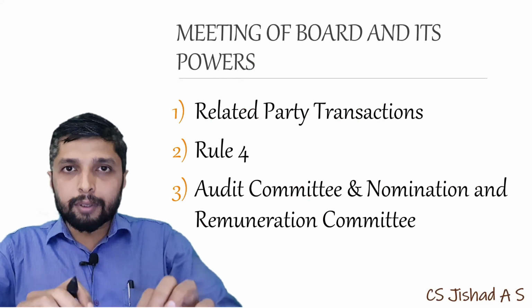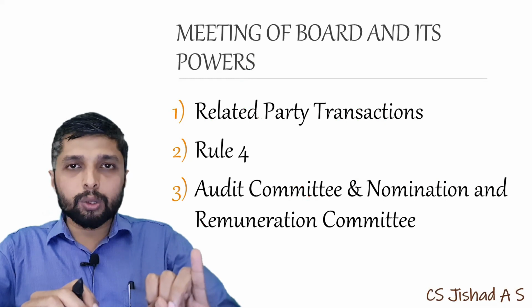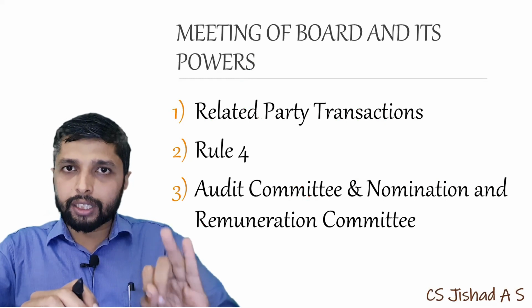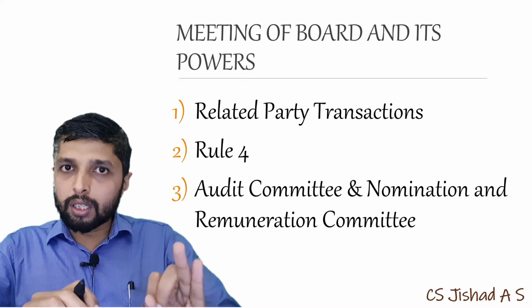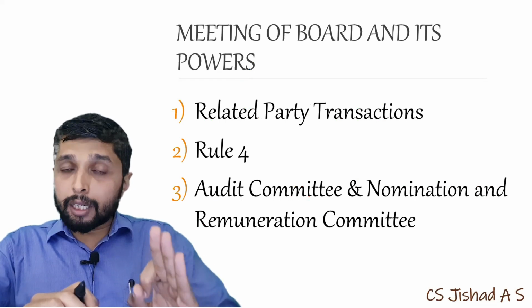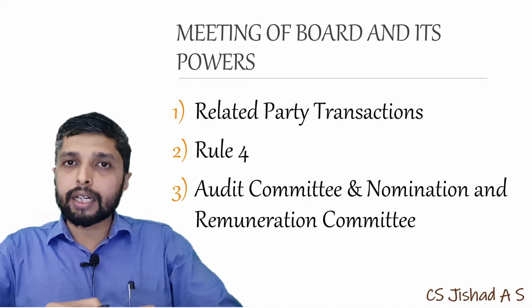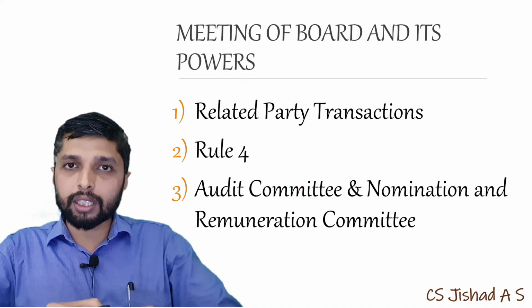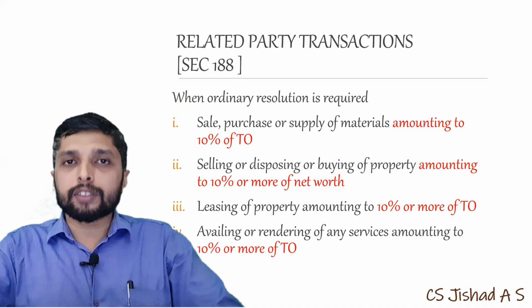Under this chapter we are having three amendments. Number 1 related to thresholds in related party transaction. Number 2 amendment or omitting of rule number 4. Number 3 the amendment which is related to constitution or applicability of audit committee and nomination and remuneration committee. First we will move to related party transaction.